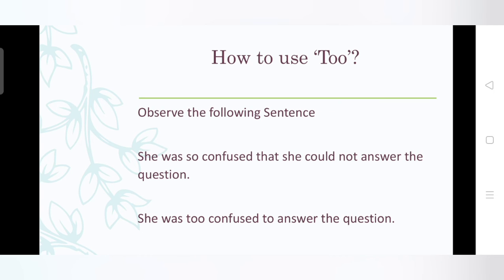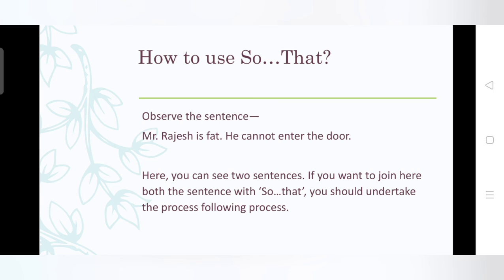Originally the sentence was, she was so confused that she could not answer the question. See, this was the sentence, and I have converted this sentence using the word to. The sentence has become, she was too confused to answer the question. This is how I can use the word to. Now the next thing is how to use the words so that.